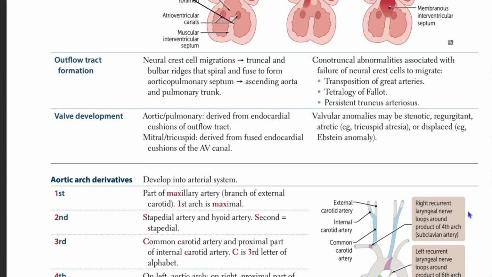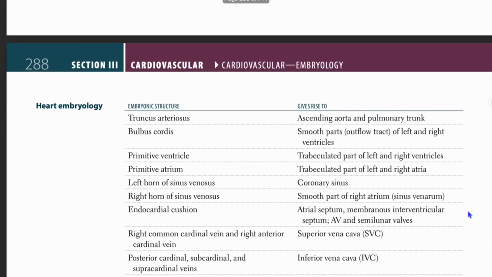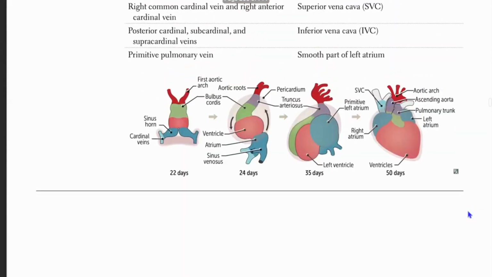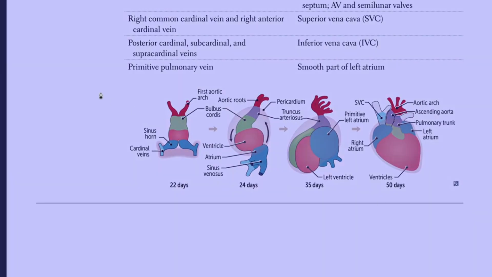Outflow tract formation, neural crest cell migrations, which leads to truncal and bulbar ridges. So since we need to know what those are, let's just bring this over there.